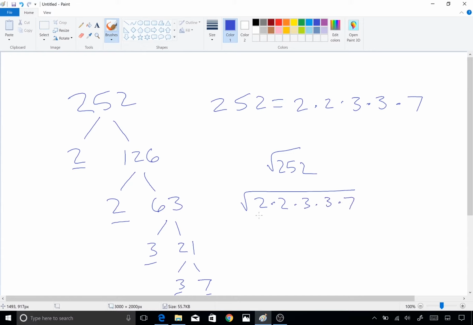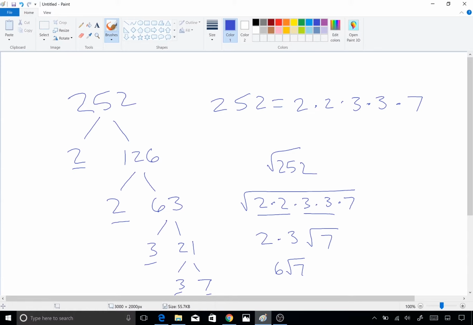2 times 2 is 2 squared. The square root of that is 2, so I can pull 2 out. I have 2 3s as well, so I can pull a 3 out. I only have 1 7, so I'm going to have to leave that in there. The final result will be 2 times 3 times the square root of 7, which is 6 square root 7.